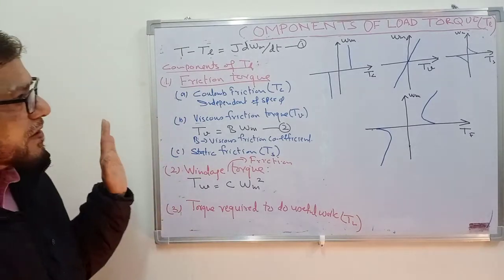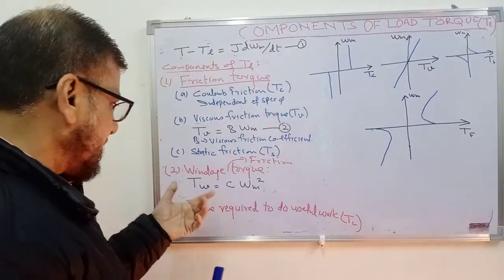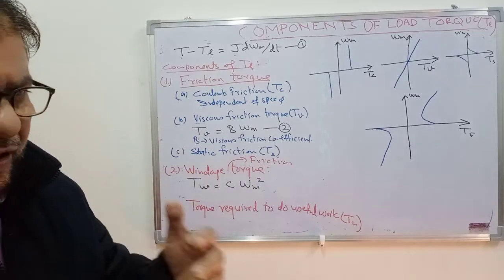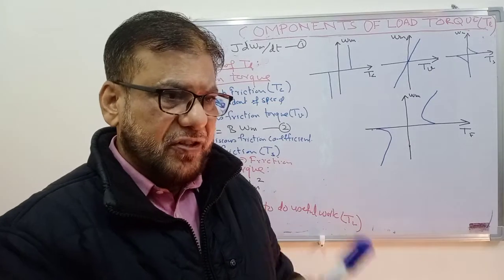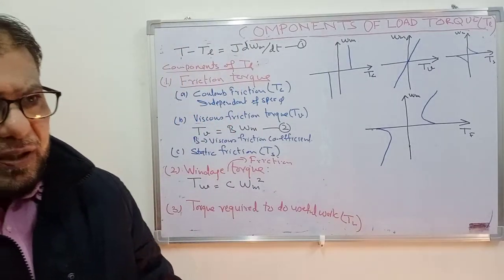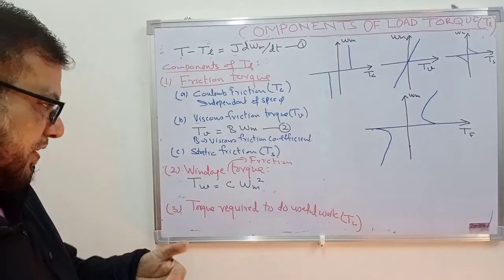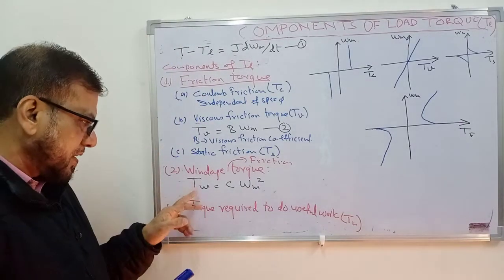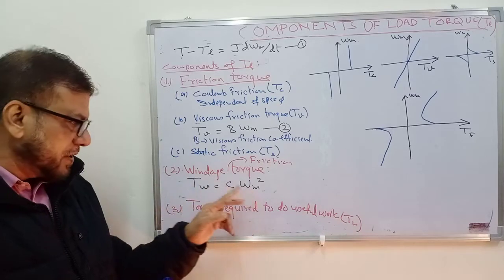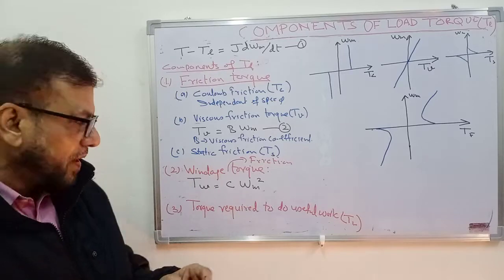The second component of load torque that the motor has to overcome is the wind friction torque. When the motor rotates, it has to overcome the wind friction. The wind opposes the motion. Higher the speed, more will be the opposition of the wind. So this wind torque, the wind friction torque, is proportional to square of the speed. So Tw is equal to C omega m square.